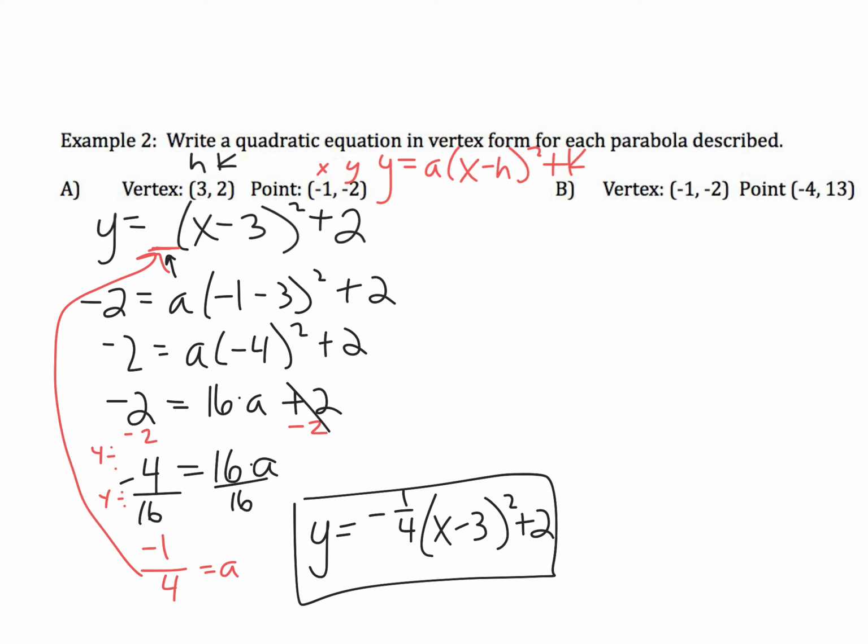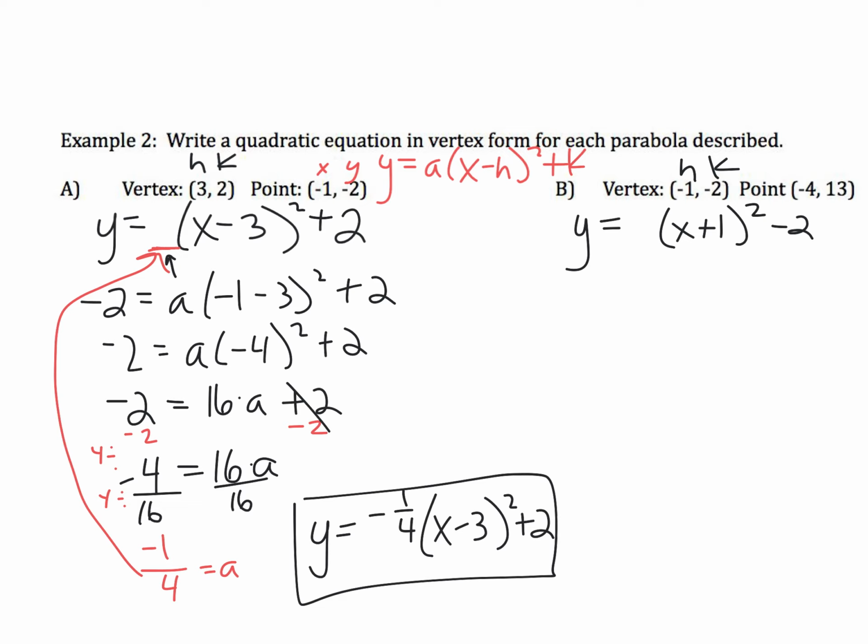We'll do example B the exact same way. So our goal is to write in vertex form. So y equals, we can already fill in our h and k. That's our vertex. Our vertex is always the h and k. The x value of the vertex always goes inside with the opposite sign, so it's +1. And on the outside, we need -2.